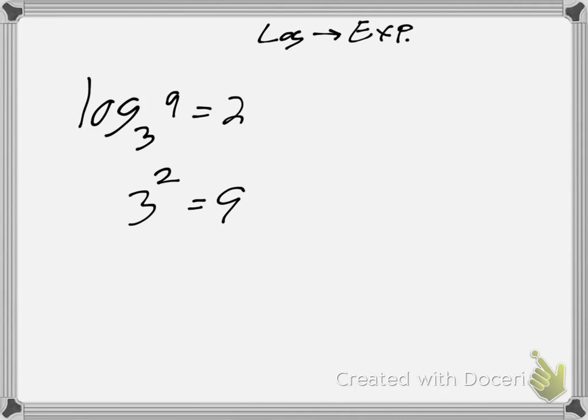Since you're going from logarithmic to exponential, you no longer write log with it because you're not in logarithmic form anymore. So that's it. 3 squared equals 9. Done. Let's try another one. Let's try log base 4 of 64 equals 3.